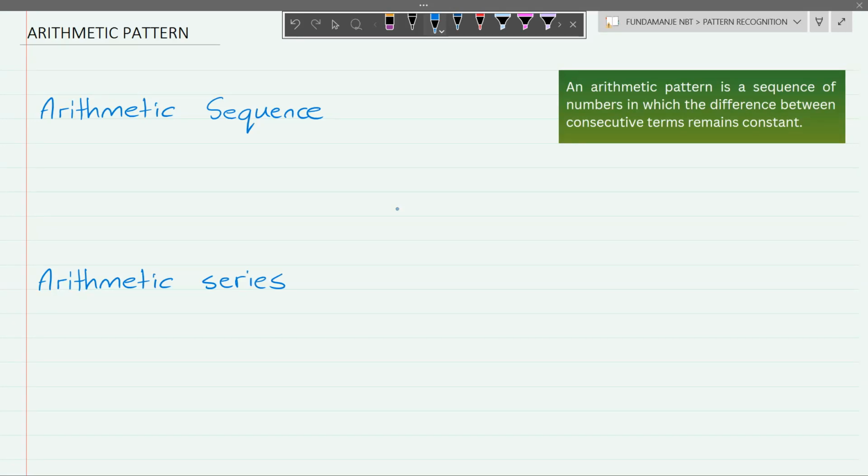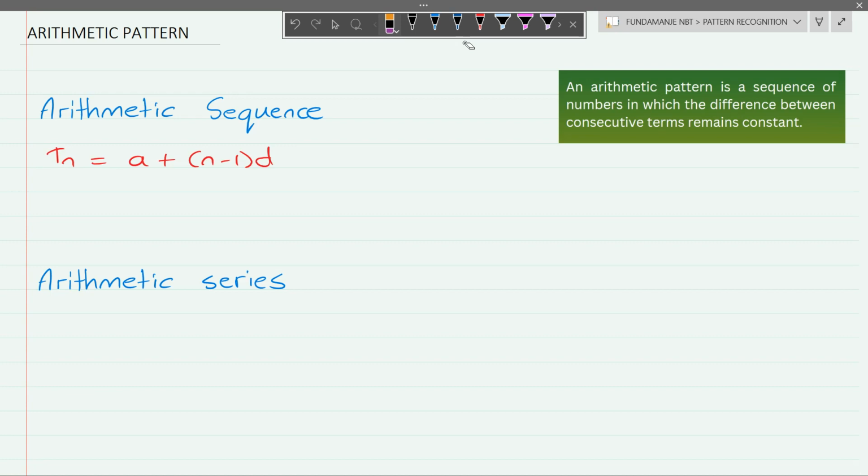Hi, in this lesson we want to talk about arithmetic patterns. So the first aspect we want to discuss is the arithmetic sequence, which is characterized by the following equation. Tn is equal to a plus (n minus 1)d, which I'm sure is not the first time you see this equation. You're also familiar with y equals mx plus c, and there are similarities between these two formulas.